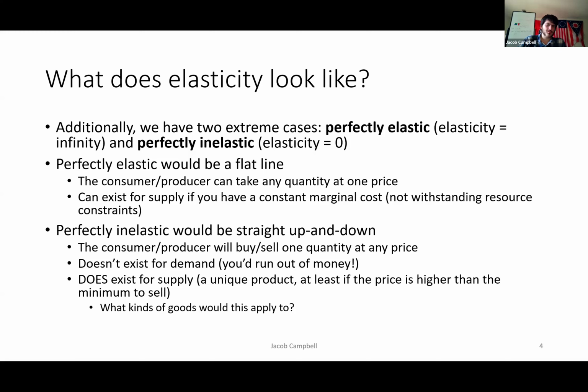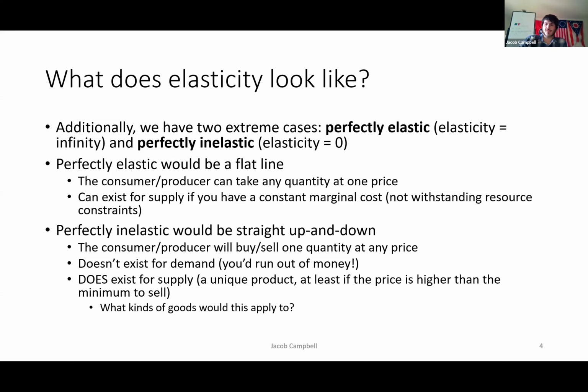Now, this doesn't exist for demand for that same reason. You'd eventually run out of money if we made the price too big. But it can exist for supply if you have a unique product. As long as the price is higher than the minimum necessary to be willing to sell it, there's no way to make more of it. And so the price would not affect the decision to sell.